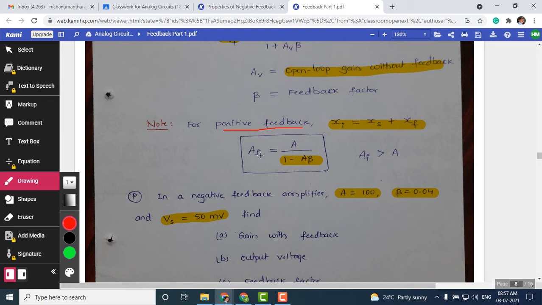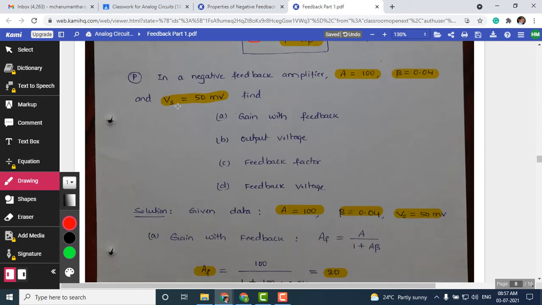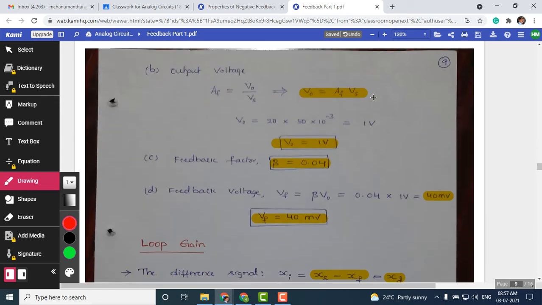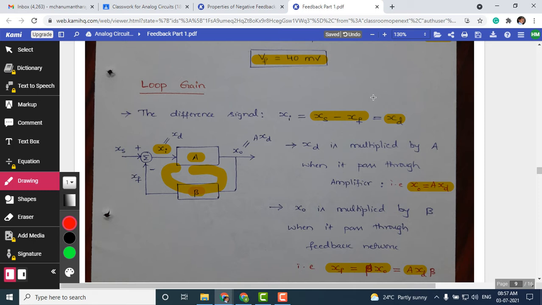Now we can compare this AF and A here. If we compare these two, AF is going to be greater than A for the positive feedback amplifier. We have solved this problem in the last class. I don't want to spend time on this. Loop gain also we have seen.